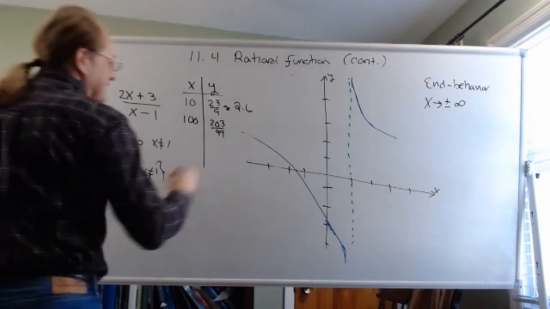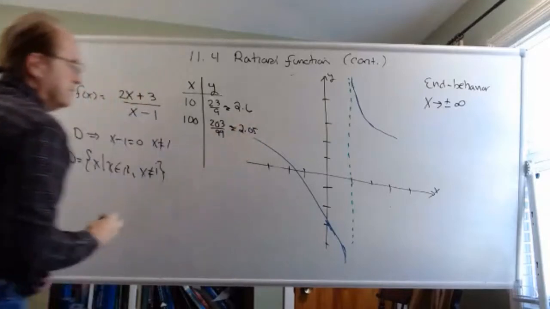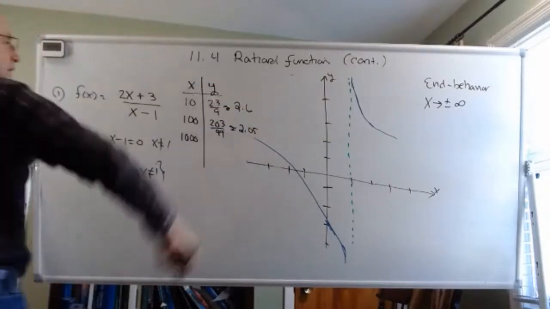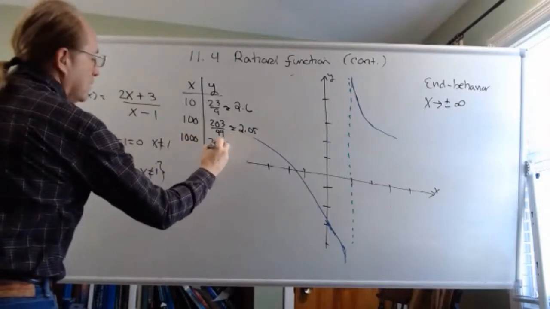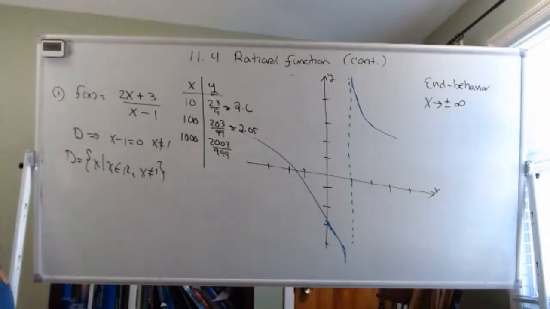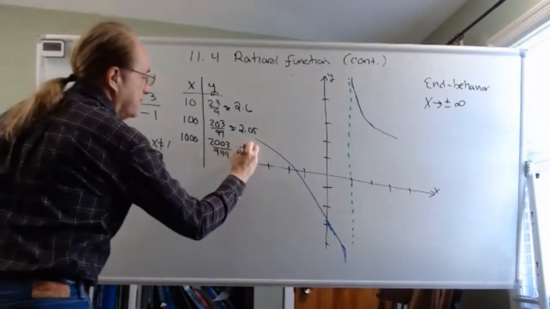And I get approximately 2.05. Let's put in 1,000, so I'm going way out along the x-axis. So I get 2,003 over 999. And you might start to see a pattern over here. I get 2.005.